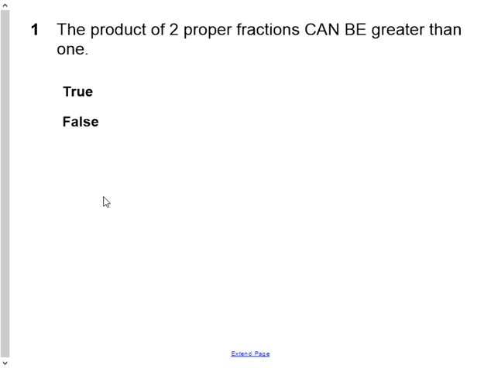So the first 5 questions are true and false, and it says the product of two proper fractions can be greater than 1. So if we take any proper fraction, a proper fraction is the opposite of an improper fraction. So a proper fraction is one whose numerator is larger than the denominator, proper fractions.